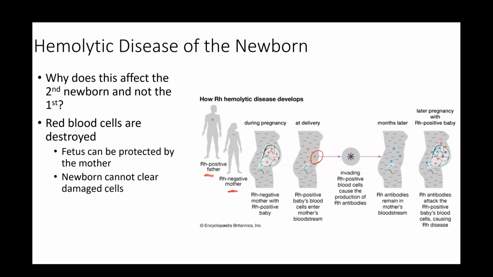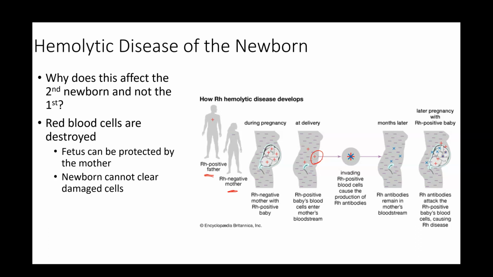Because remember, complement is a portion of our innate immune system. So the baby has complement, and those antibodies are activating complement. The baby's red blood cells are getting destroyed, and it's very, very quickly going to become anemic. And if it's not figured out quickly, the baby could die.